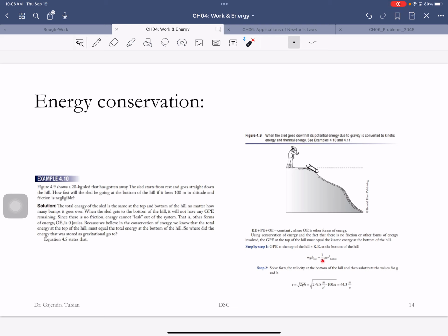The mass cancels. What that means is no matter how heavy the sled is, they'll all be going at the same speed. If you work this out, the speed is the square root of 2gh, where g is the acceleration due to gravity and h is the height. A height of 100 meters is about 1 1/3 football field lengths. Imagine a mountain that high. If you slid down it, you'd be going at 44 meters per second, which is 100 miles an hour. You'll be going fast.